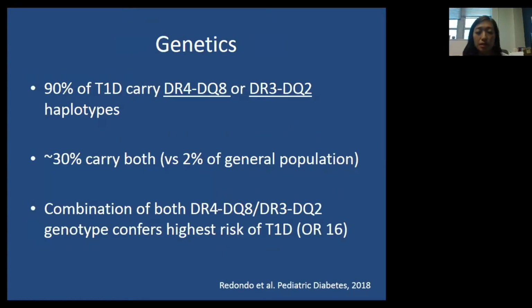We have now discovered many gene mutations that are associated and causal for type 1 diabetes. So 90% of type 1 diabetics carry the specific haplotypes, the DR4-DQ8 or DR3-DQ2 haplotypes. 30% carry both versus 2% of the general population without type 1 diabetes. And a combination of having both of these high-risk haplotypes confers an extremely high risk for type 1 diabetes with an odds ratio of 16, meaning they have a 16 times more likely chance of getting type 1 diabetes than those who do not.